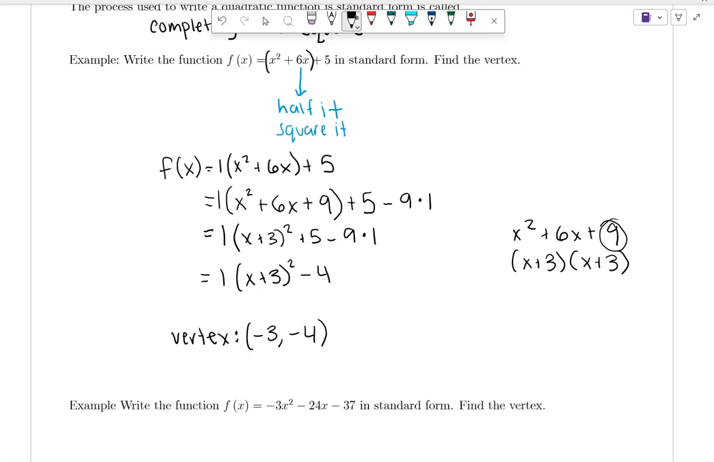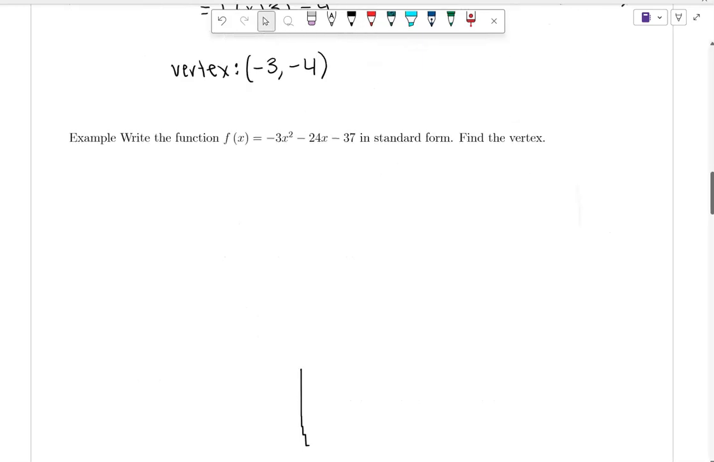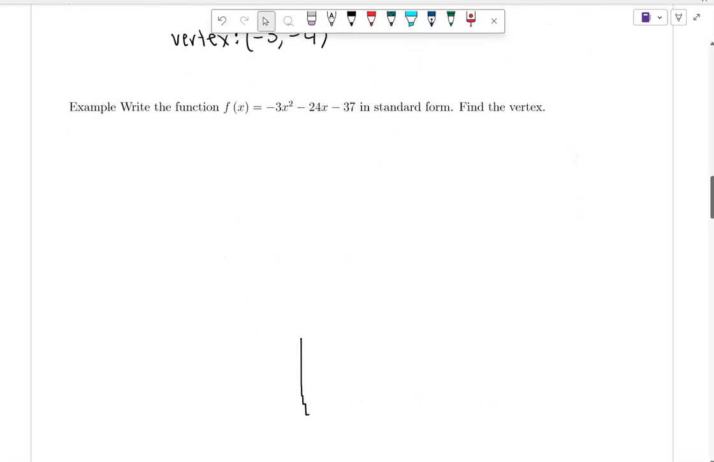Okay. How does everybody feel about completing the square? We've done one problem, but give me a 1 through 5 on your fingers, how confident you are. Okay, cool. All right, so the next one, we have another completing the square.